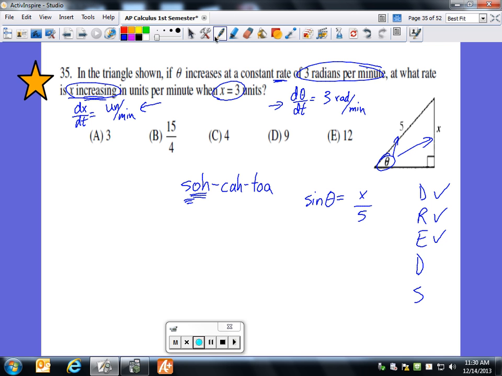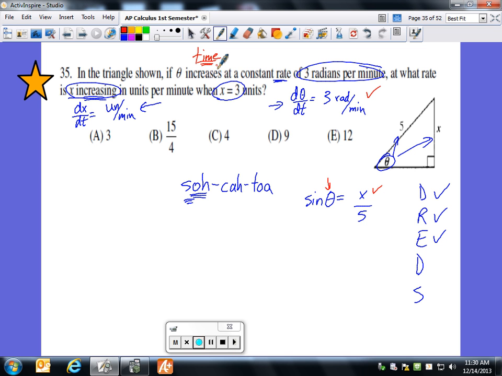So I need to ask myself, as I have my equation, am I given or do I need d theta dt? Well, I am given it, so I'm going to use it and I'm going to leave it as a variable. Then I'm going to look at x. Am I given or do I need to find dx dt? Yes, so I'm going to also leave it as the variable of what you see. Now remember, I'm taking the derivative with respect to time. This is a related rate problem. So it's d everything dt.